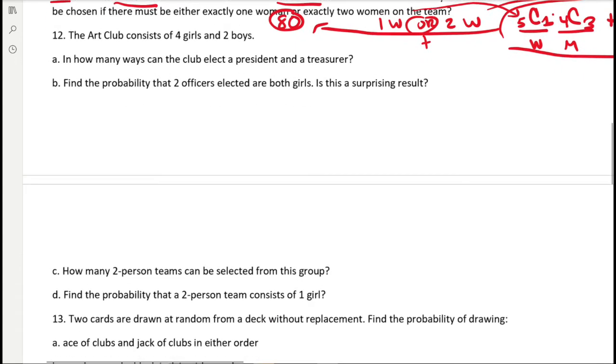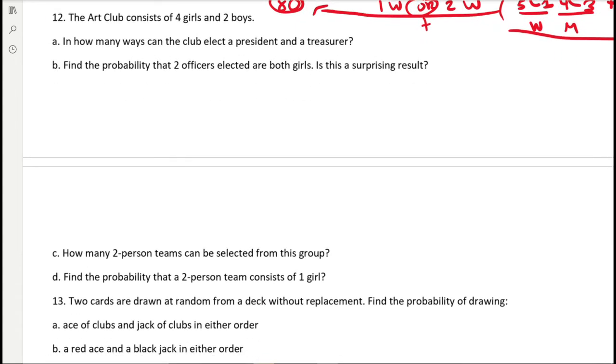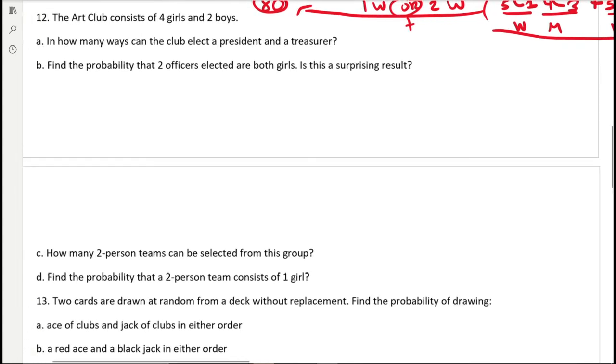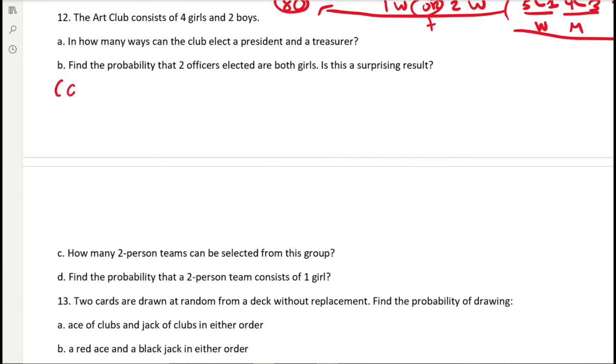So let's look at number 12. The art club consists of four girls and two boys. In how many ways can the club elect a president and a treasurer? Okay, so let's do that one first. I'll do that over here, part A.